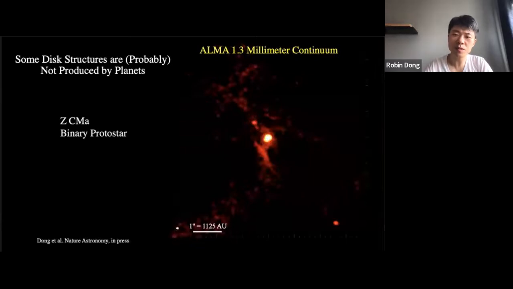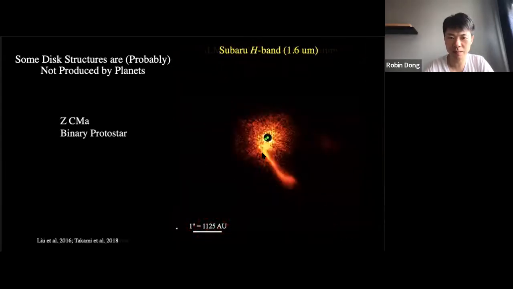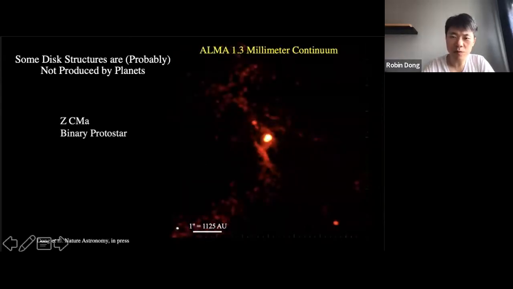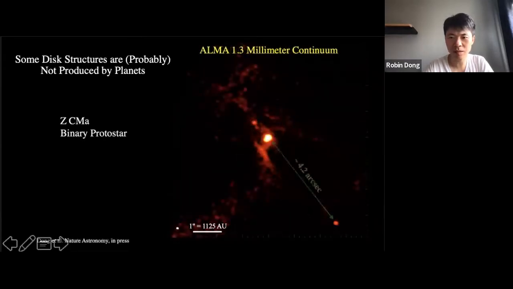So we imaged the system with ALMA in dust continuum emission, and this is the resulting image. We saw the counterpart of the near-infrared streamer, although only the part close to the binary, as you can see here. And then we found a point source at 4.2 arcseconds away from the center, almost exactly along the extension of the streamer. You can put everything together here.